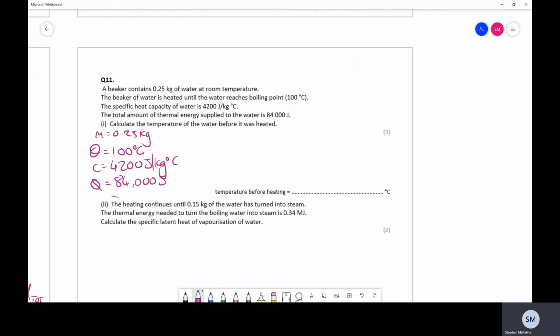Right, so we're trying to find the temperature of the water before it was heated. We're going to find the delta theta, the change in temperature, in degrees Celsius, using the equation Q equals m times c times delta theta. I am going to rearrange this: Q over m times c is equal to delta theta. I shall put my numbers in.